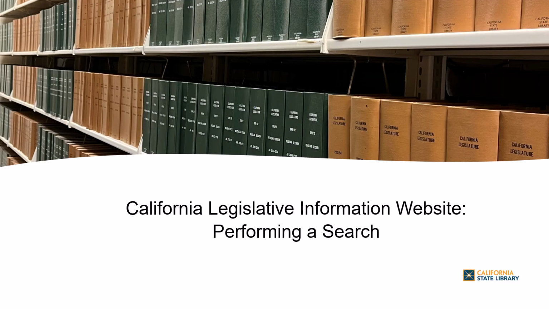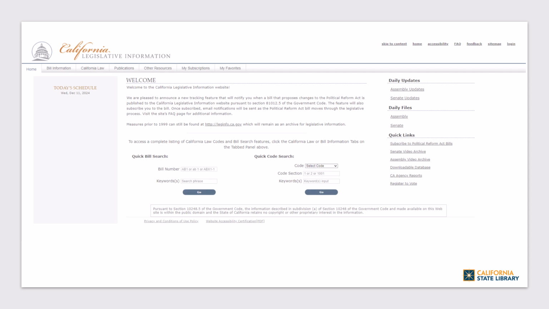This tutorial is about performing a search on the California Legislative Information website. This is the official website for current California codes, as well as current legislative materials and materials dating back to 1999.